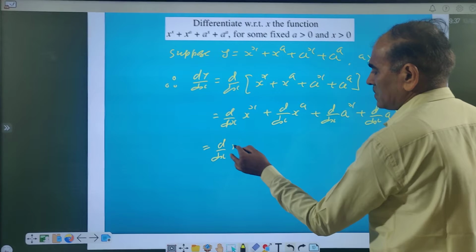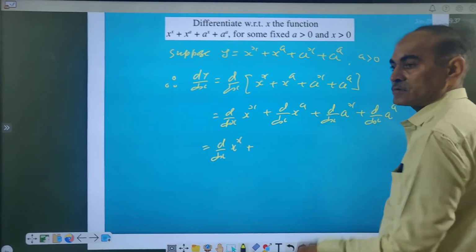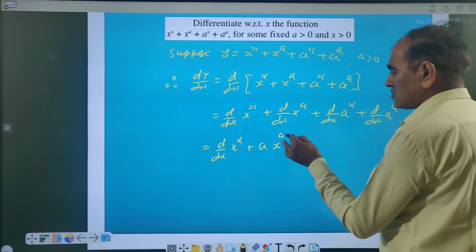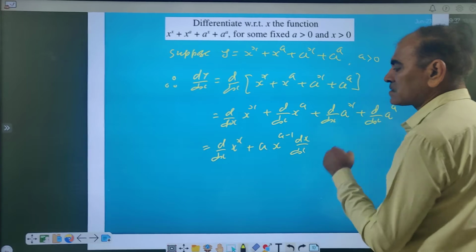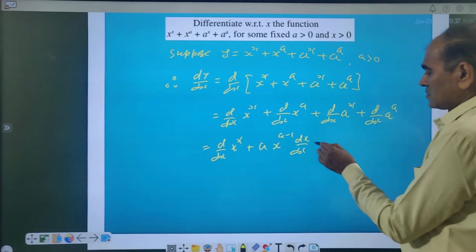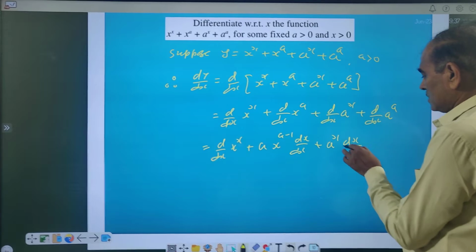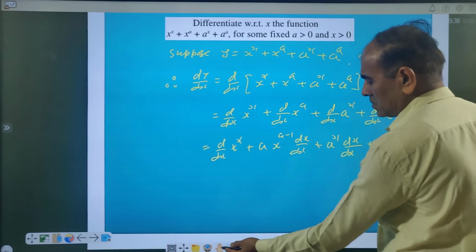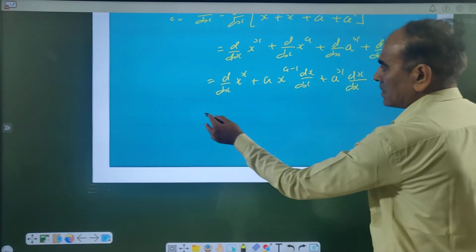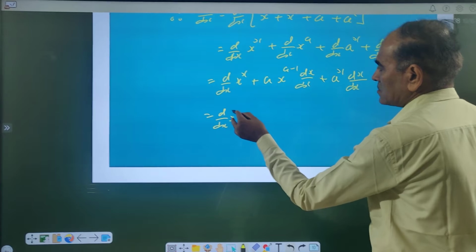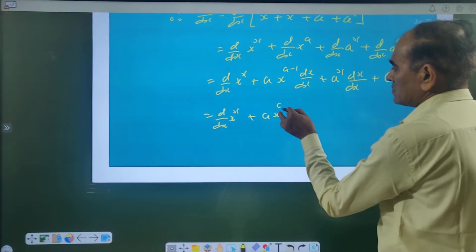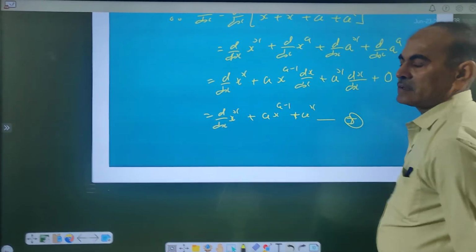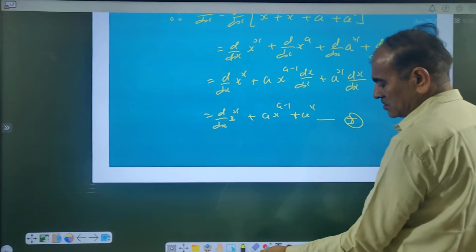So d by dx of x raised to x is what? Some function raised to a constant, or some function raised to n, gives n times x raised to n minus 1 times d by dx of x. Then a raised to some function gives a raised to some function times d by dx of some function, since a is a constant, so you will see. So what we get here? Put d by dx of x raised to x as it is, plus a times x raised to a minus 1, plus a raised to x into log a, plus 0. Now solve this first one separately, because here a function raised to a function is given.